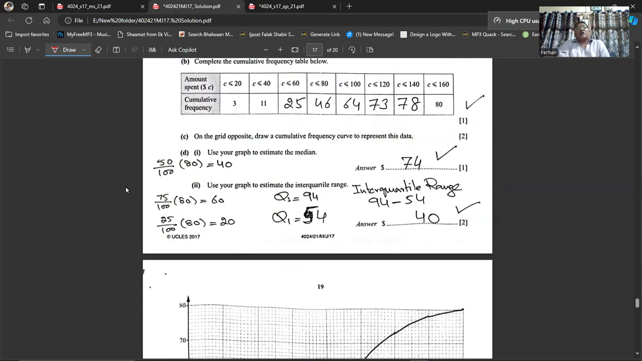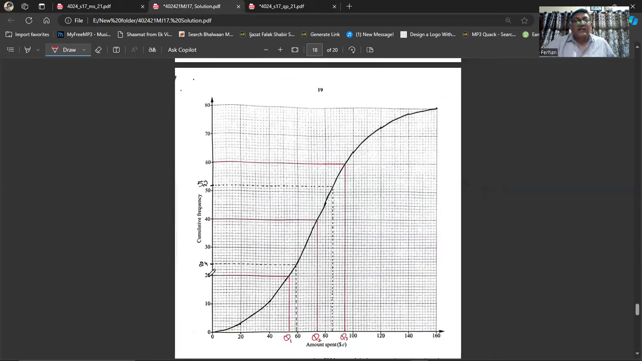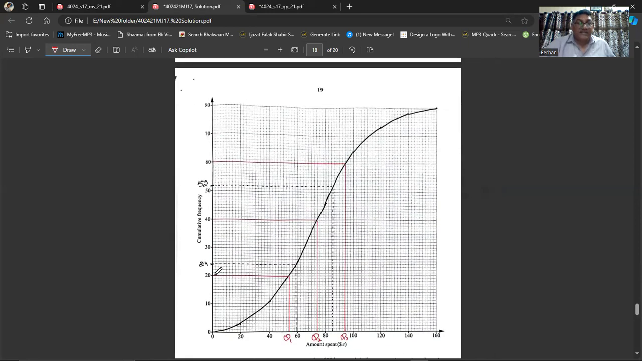On the grid opposite, draw a cumulative frequency curve to represent this data. So this is that data. This is the class, which will be on the x-axis, and this is the cumulative frequency, which will be on the y-axis. You see here I have those upper boundaries, and here we have that cumulative frequency. I plotted all these points, and then I join them with a smooth curve. That is the typical cumulative frequency curve. I hope you understand how we plot them.